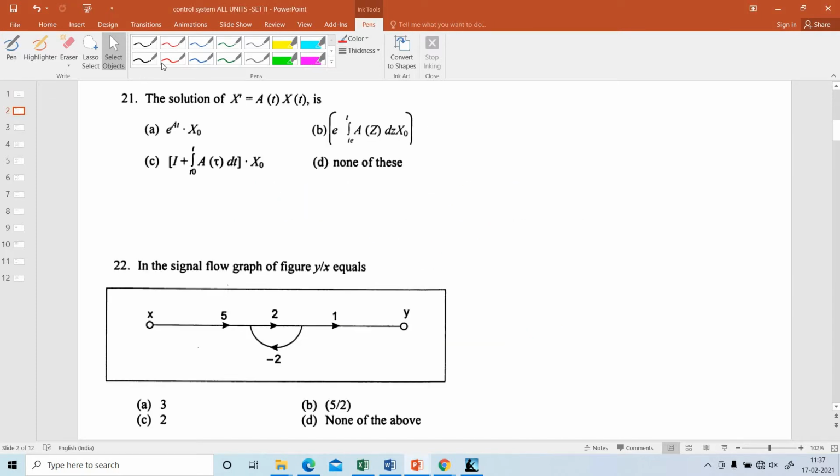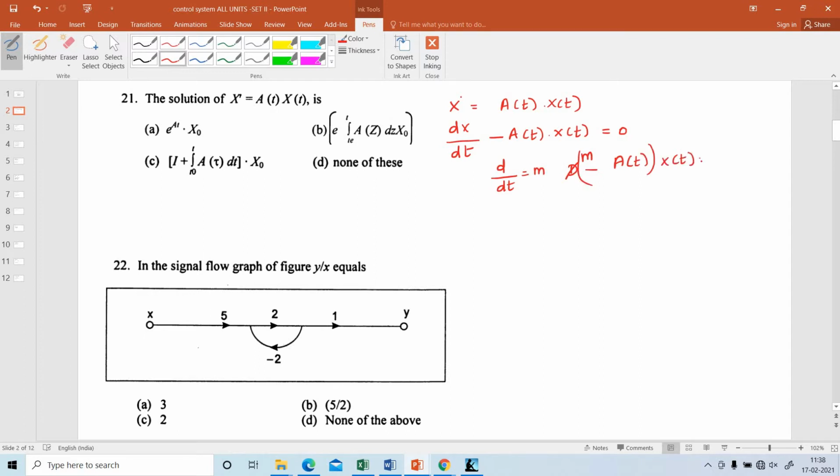So first of all, problem number 21. The solution of x dot equal to a of t into x of t is. So x dot equal to a of t into x of t. First of all, I am going to write x dot as dx by dt minus a of t into x of t equal to 0. So I have to write d by dt as m. So m minus a of t into x of t equal to 0.